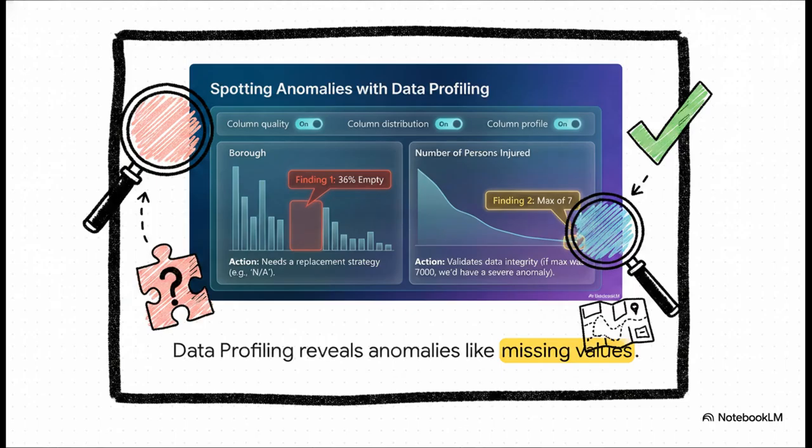But finding two is just as vital. We check the number of persons injured column and see the maximum value is 7. Believe it or not, this actually validates our data integrity. If that maximum was, say, 7,000 injured in a single car crash, we'd know instantly we had a severe data error to fix. Profiling basically gives us the roadmap for our cleanup.